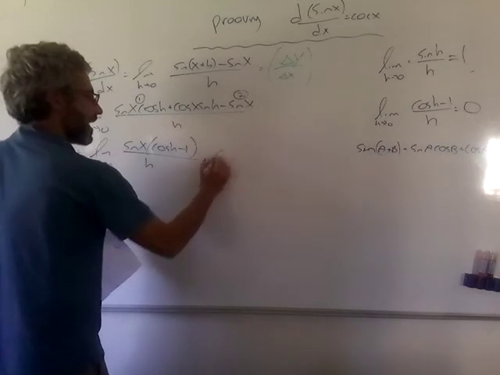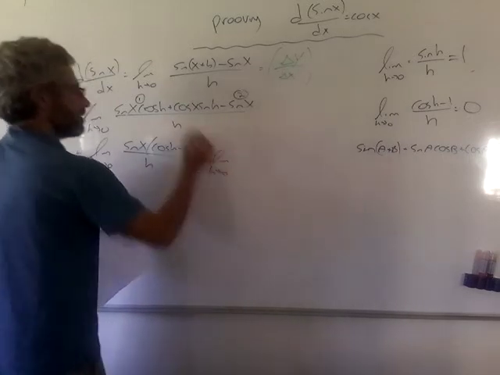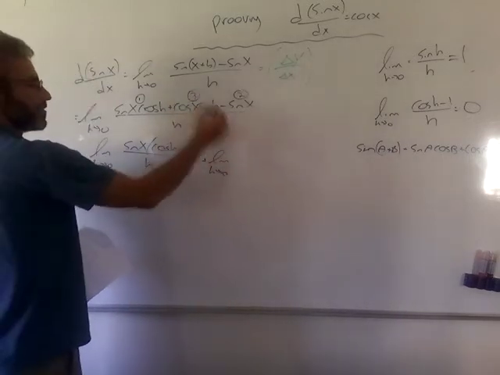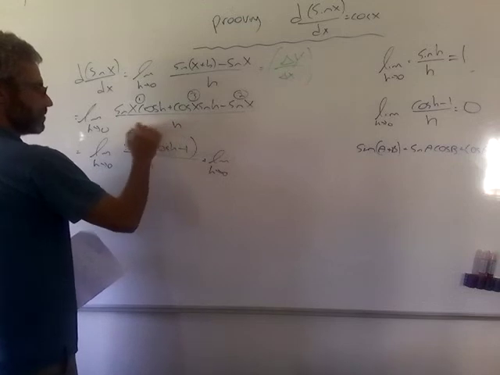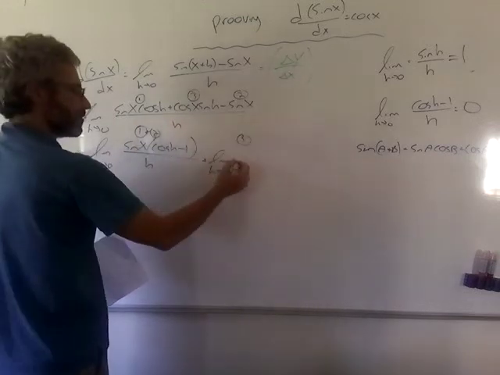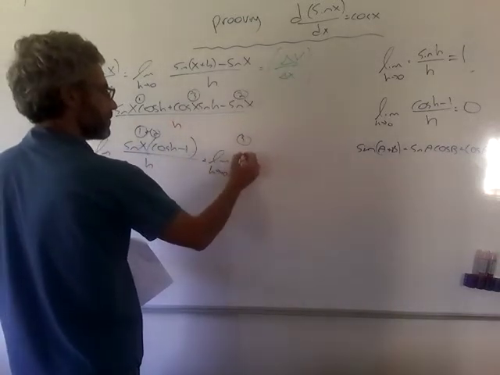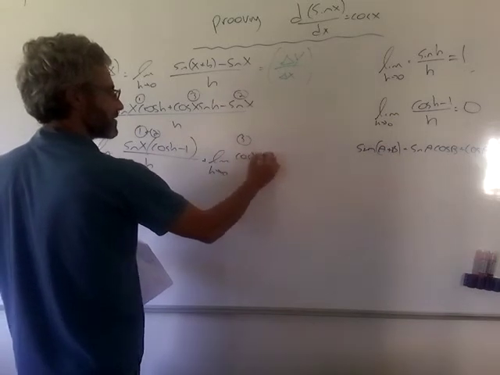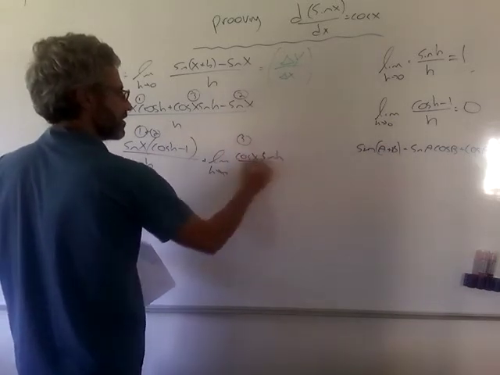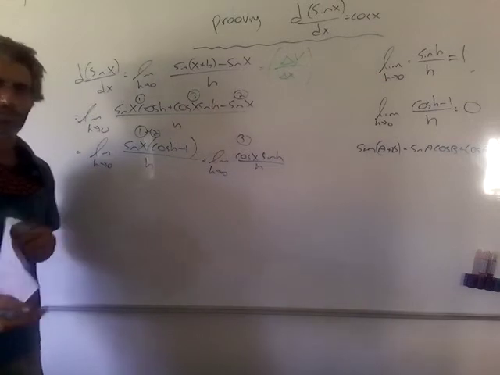And then I'm going to add to that the third term. That's 1 plus 2, and then the third term. The third term is simply cosine x sine h, and again, I divide by h.